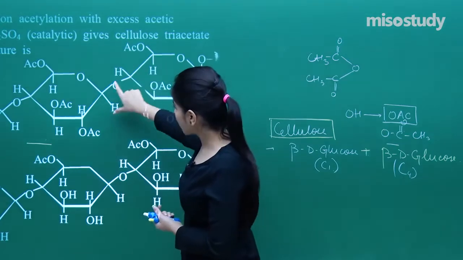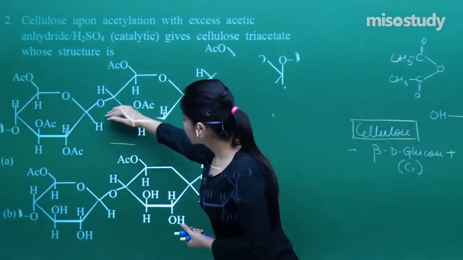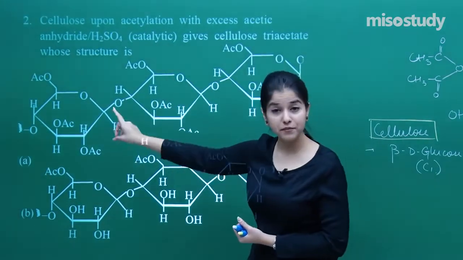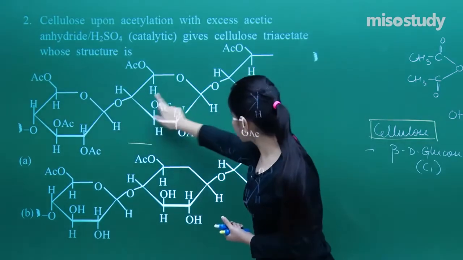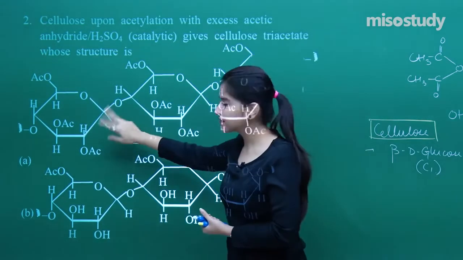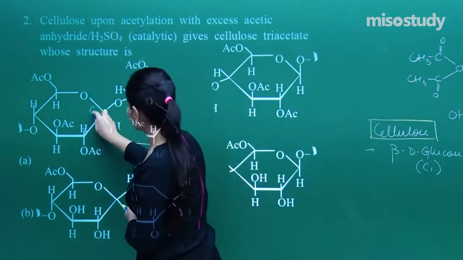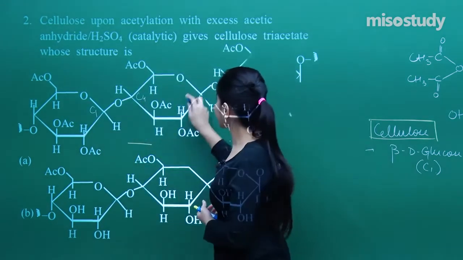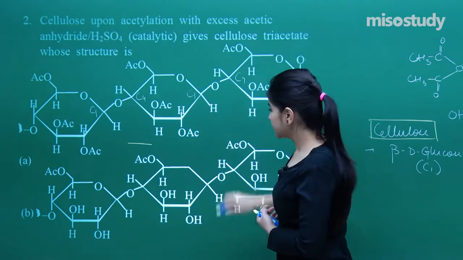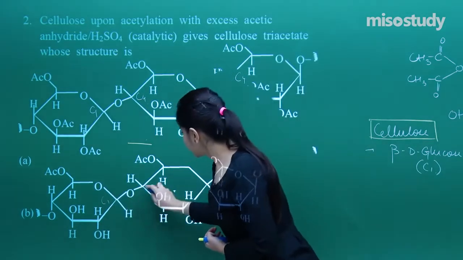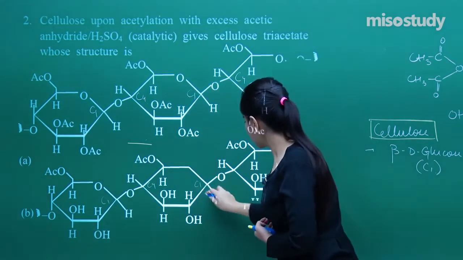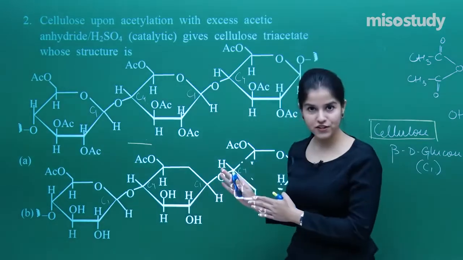So let us just have option number 1. If you see, yes, there is a beta glycosidic linkage. As you can see over here, C1 is connected to C4. So this is C1, this is C4, C1, C4, again C1, C4, C1, C4. That is how the connections are made.